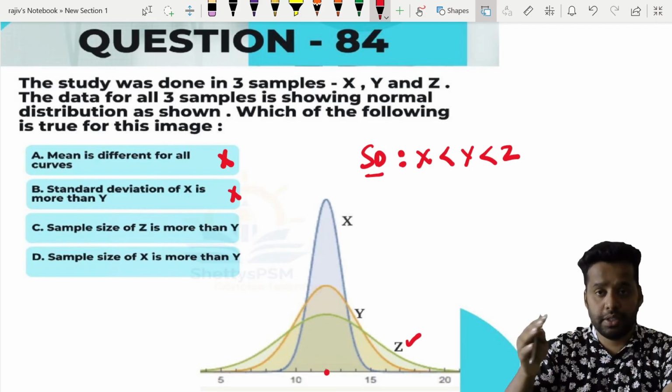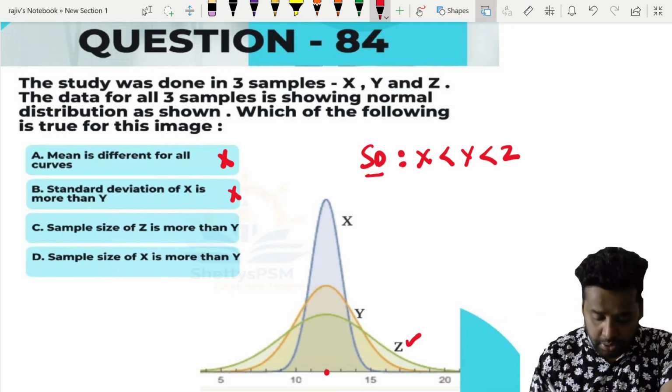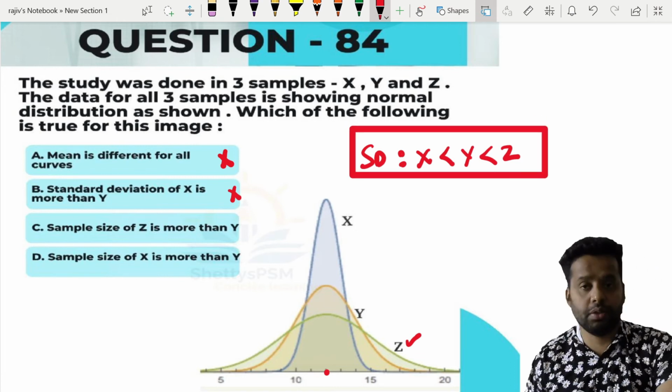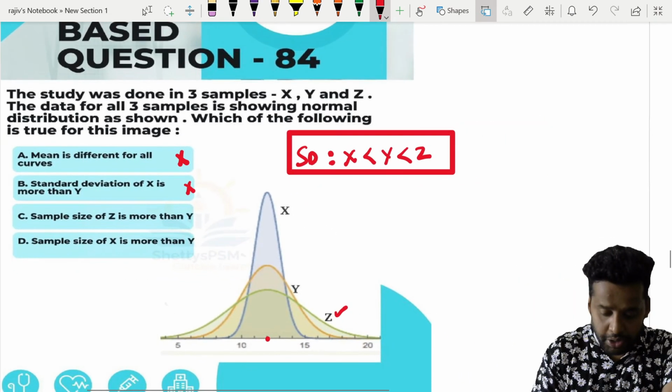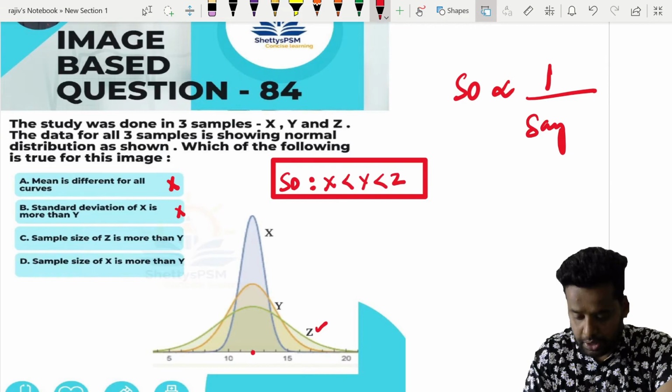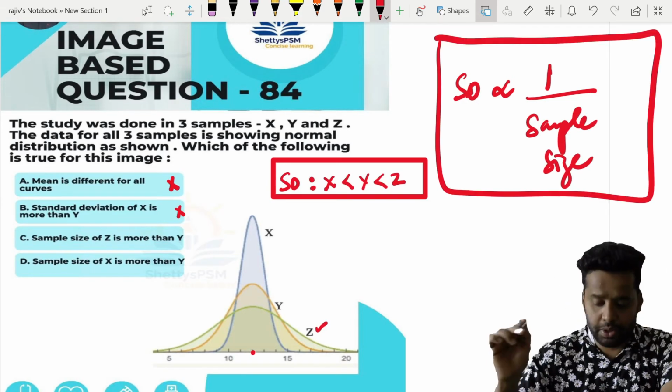So X, Y, Z, this is the deviation. So next is the standard deviation and sample size relation you have to know. The question was a bit difficult. Always keep this in mind: standard deviation is inversely proportional to sample size. This was the trick in the question.